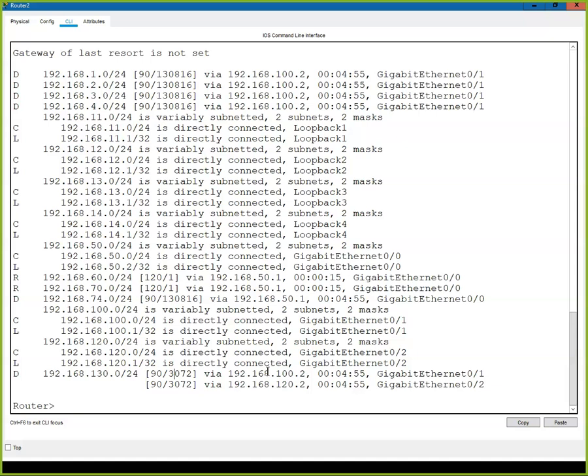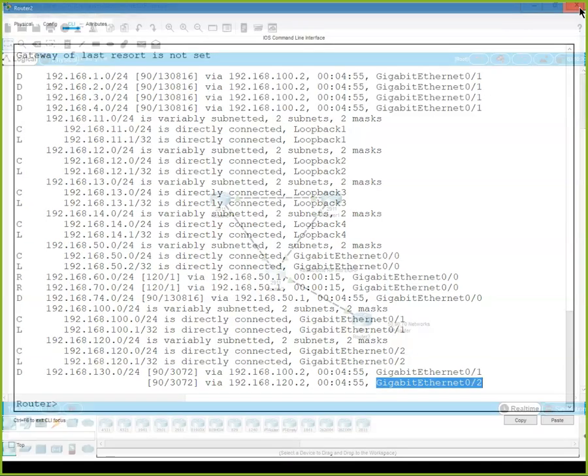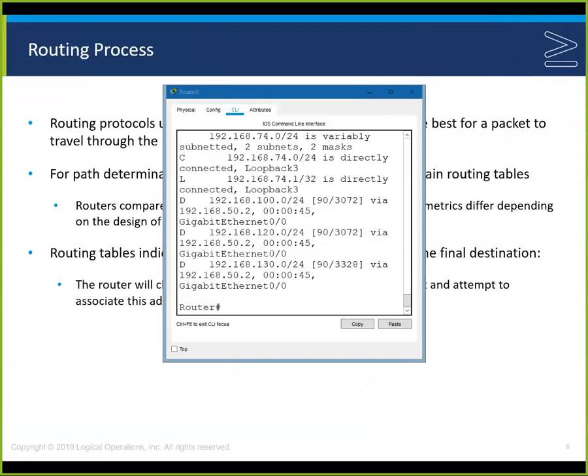So we have 2 different ways to get to the 130 network, from one to the other. I'm looking at 100.2 and 120.2. So we have two different outlets, 2 different outgoing interfaces, gig 0/1 and gig 0/2, in order to get there. So these things will, in the routing, share the load.